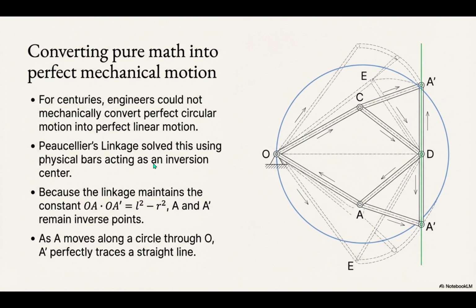The paper details this device called Poiseuille's linkage. It is essentially a physical mechanical manifestation of our mathematical mirror. It is a gorgeous piece of engineering. It uses a series of hinged metal bars to physically force a constant inversion relationship. Picture a diamond shape, a rhombus, made of 4 equal length metal bars, completely flexible at the joints. Let's call the length of those rhombus bars L.